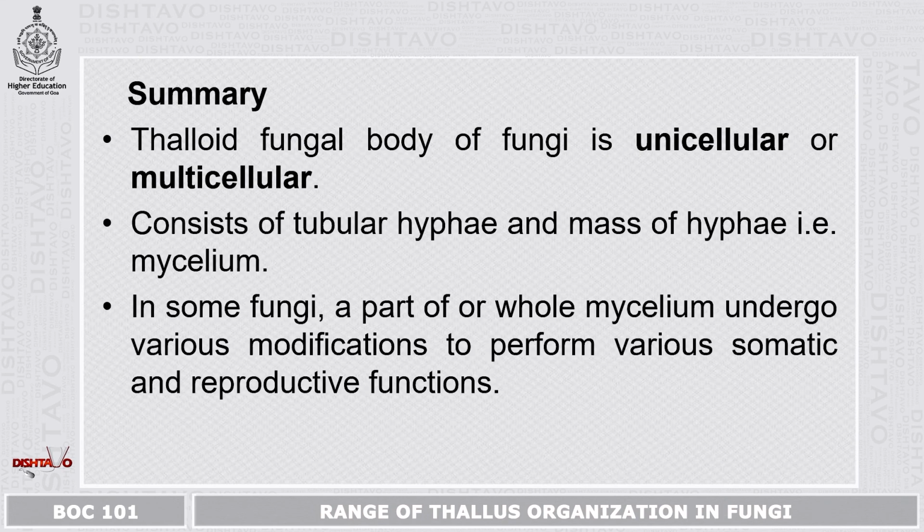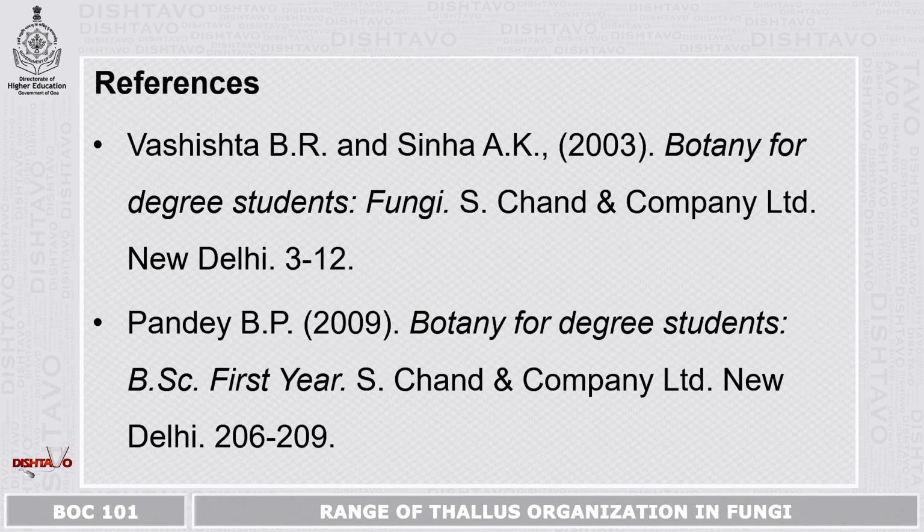Coming to the summary of the presentation. The thalloid body of fungi is unicellular or multicellular. These are the two types of thallus, and it consists of tubular hyphae and a mass of hyphae, that is mycelium. In some fungi, a part of or the whole mycelium undergoes modification to perform several somatic as well as reproductive functions.